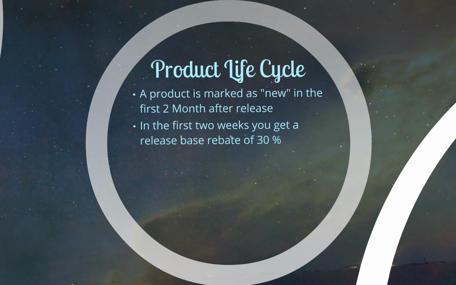So a good rule of thumb is, if you want to buy something in the first 2 months, do it in the first 2 weeks, because normally in the 6 or 7 weeks between the first 2 weeks and when something loses its new label, you never get a good price, or almost never.